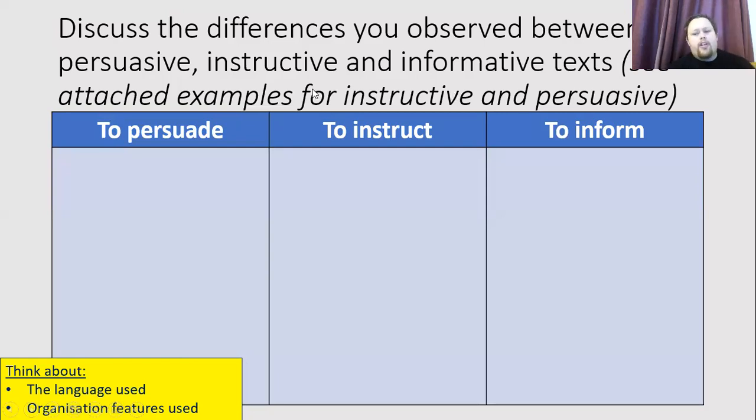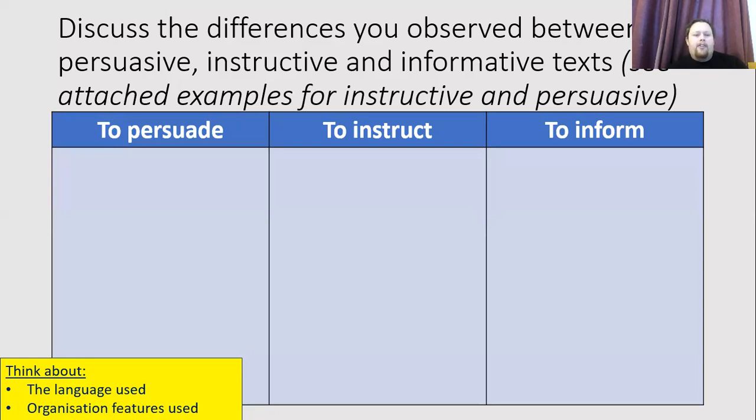Okay. So the idea of this activity is normally that you would discuss this, okay? But instead, I want you to reflect and think. I'd like you to draw in your textbooks this table, and you've got 3 columns there. You've got to persuade, to instruct, and to inform. And what I'd like you to do is write down a list in these of all the different things you would find between the 3 texts as best you can, okay?